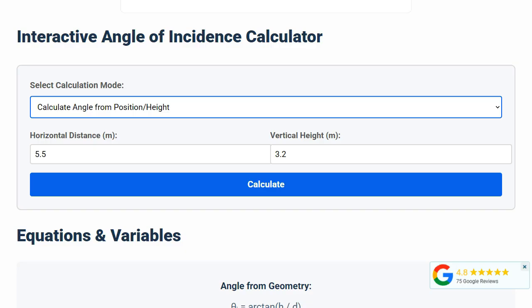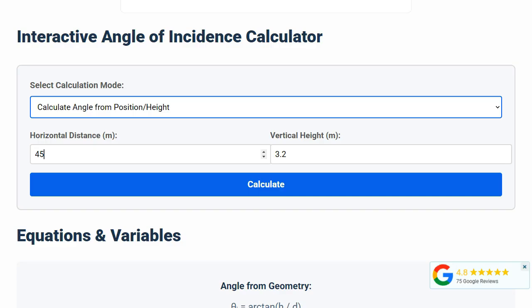To use this calculator, you'll need to enter the direction of the incoming wave and the orientation of the surface. Start by inputting the incident ray angle, which represents the direction your wave is traveling. Next, enter the surface normal angle, or the surface tilt angle, depending on how your surface is oriented.